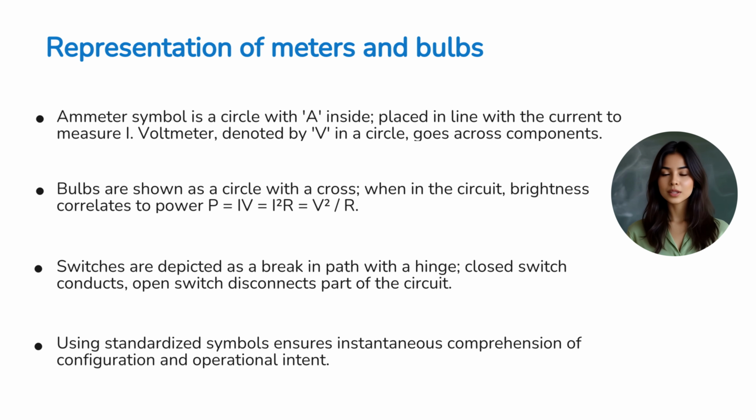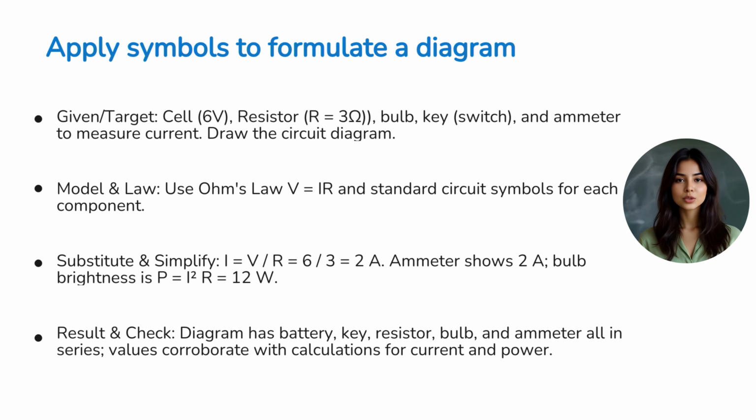Switches, controlling whether current can flow, are drawn as a break in the wire with a little hinged line. Closed switch means current can flow, open switch stops the flow. Using these standardized symbols makes reading and building circuits quick and clear, almost like reading a universal language of electricity. Next time you flip a switch to turn on a light, you're actually completing a circuit exactly like the ones we draw here. Let's put all this theory into action with a simple example.